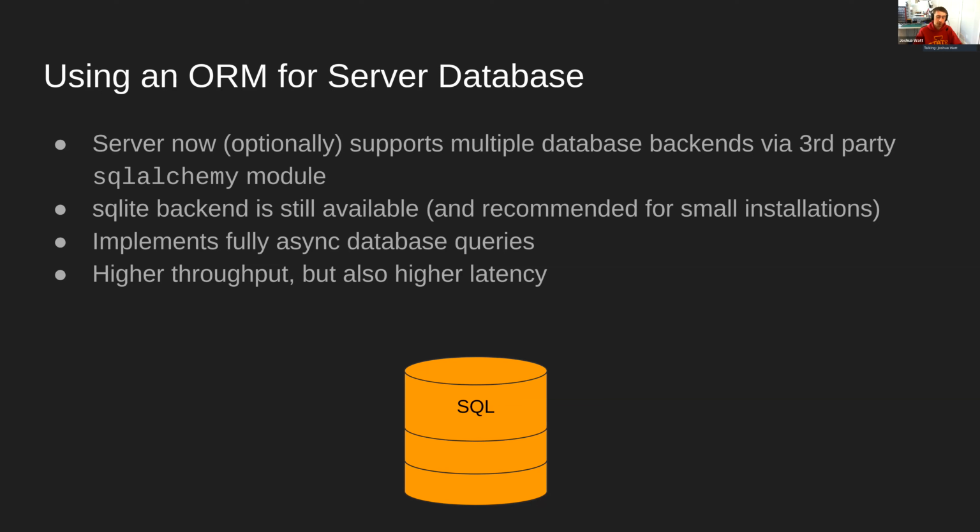This allows us to get fully asynchronous database queries on servers that use SQL Alchemy, so there is no blocking at all of the server when it's making an SQL query. It does have higher throughput, meaning it can handle more simultaneous clients, but it also has higher latency. So if you're not running a server that needs to handle a lot of clients at once, you might be better off just keeping with the SQLite backend. But if you want that big iron database on your backend, this is definitely the way to go.